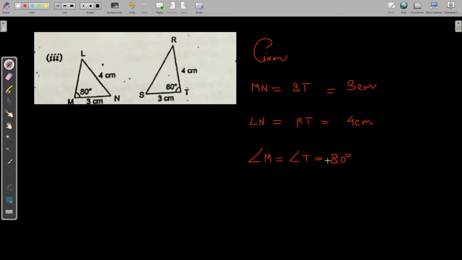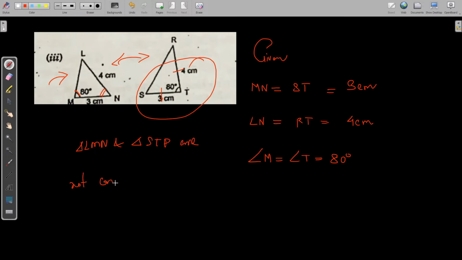80 degrees. But what we need to consider, when we have two equal sides, the angle should be the angle between those two sides. Now see, for this triangle it is correct. It's coming between those two sides. But if you look at this triangle, the angle is not the included angle. See, the angle should have been this one. Then only we would have considered this triangle to be congruent by the SAS condition, right? Now there is no other condition which proves that these two triangles are congruent. So what are you going to say? Triangle LMN and triangle STR are not congruent.